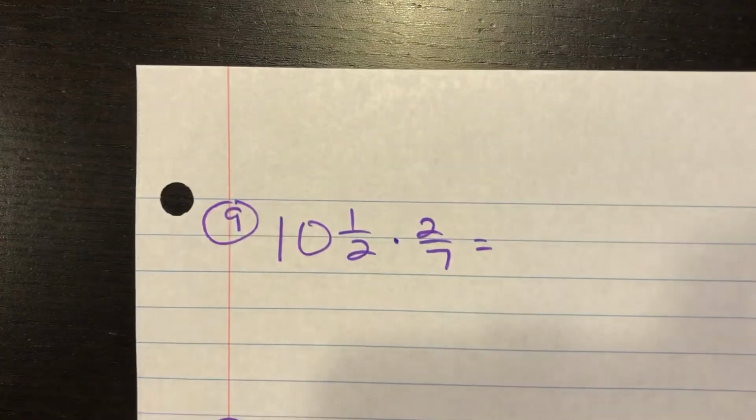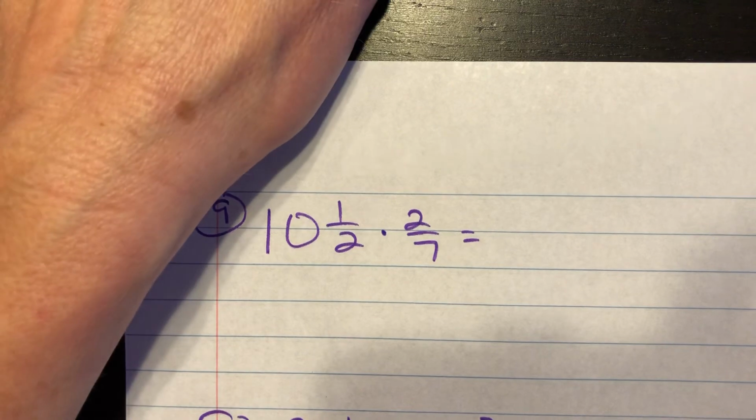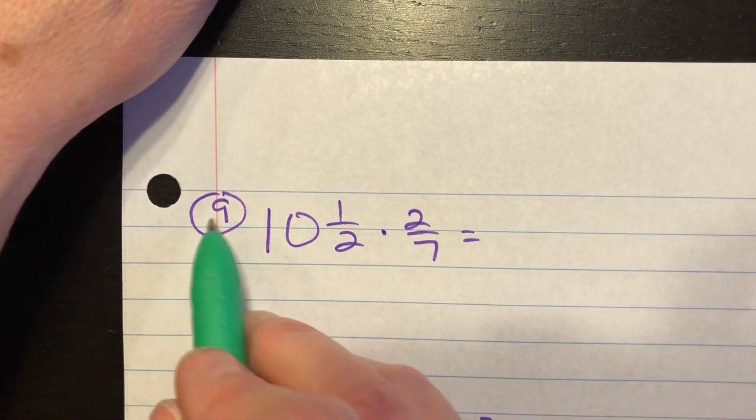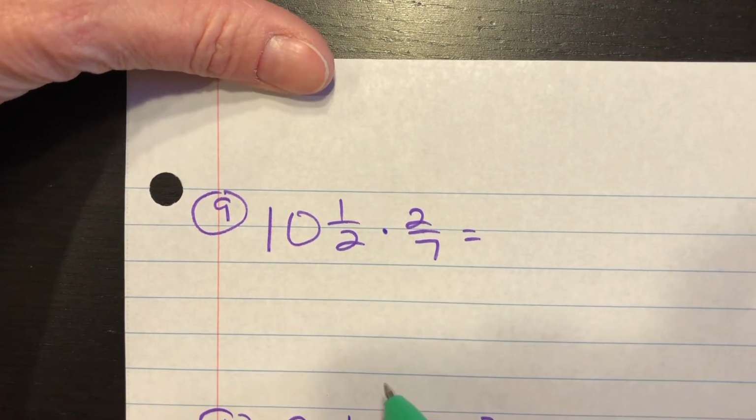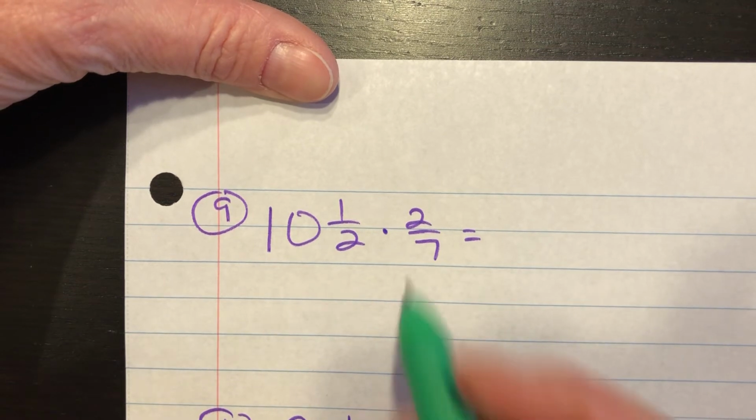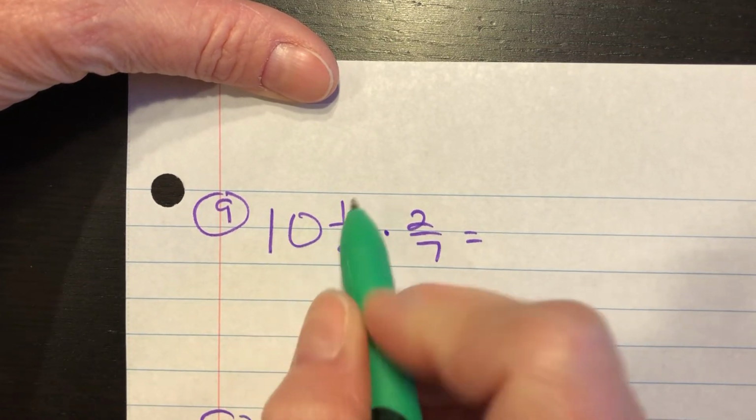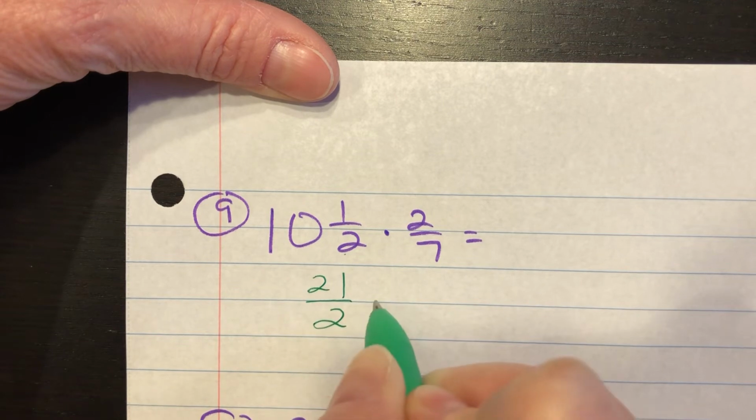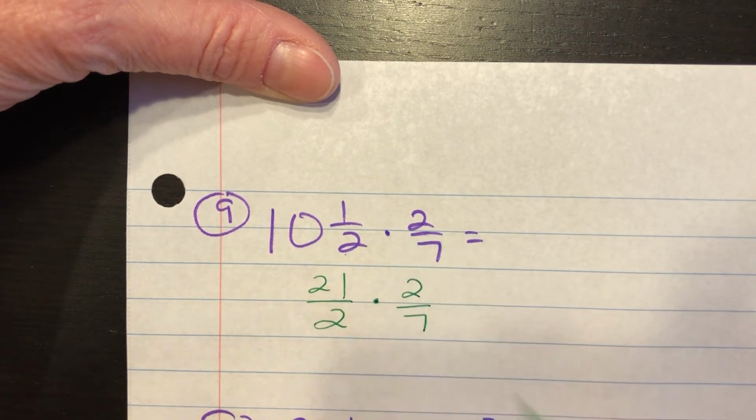Okay, here's your next one. Number 9. 10 1/2 times 2/7. So write down a number 9 and write 10 1/2 times 2/7 and work it out. Press play when you're done. 2 times 10 is 20, plus 1 is 21/2 times 2/7, because that doesn't change.